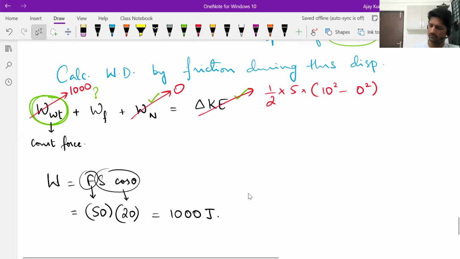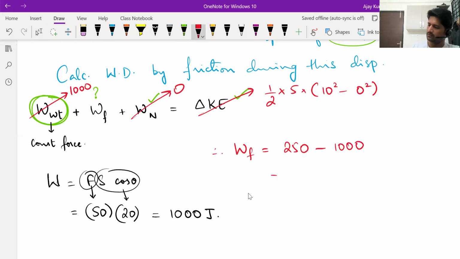That's all. Therefore, work done by friction becomes, how much is the right hand side? 10 square is 100. 100 into 5 is 500, by 2 is 250. Minus weight did a work of 1000 joules. So friction does a work of minus 750 joules.